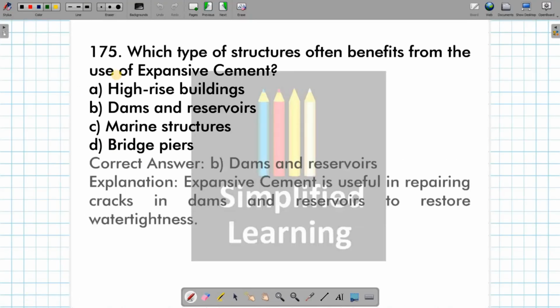Now, which type of structure often benefits from the use of expansive cement? Obviously, dams and reservoirs. Okay. In dams and reservoirs, whatever the thermal cracks are there, whatever the cracks because of the setting of the structure, we are going to fill them up with the expansive cement. Once the expansive cement goes inside that void or crack, it is going to expand properly by filling out the voids. And it is most necessary in structures such as dam and reservoir because we seek this specific thing over there, which is water tightness.